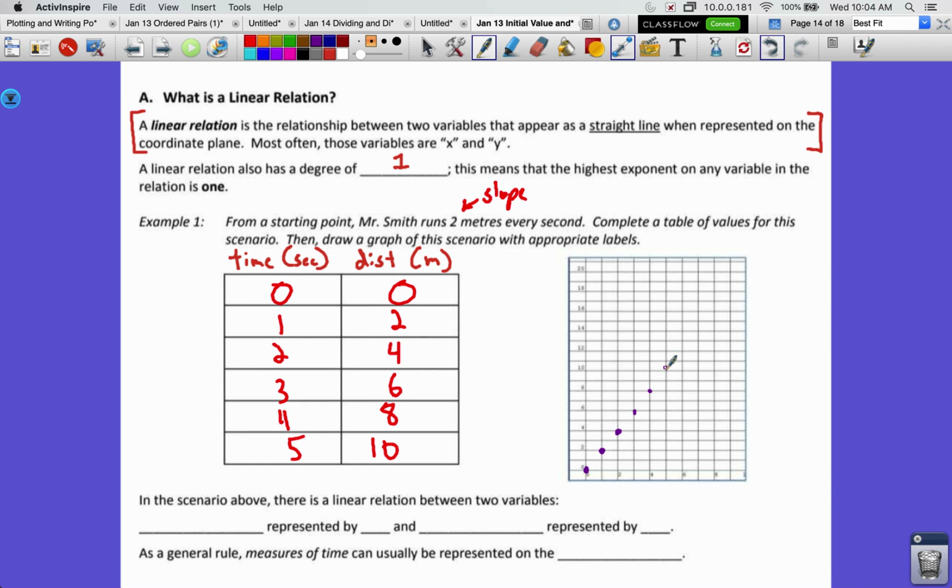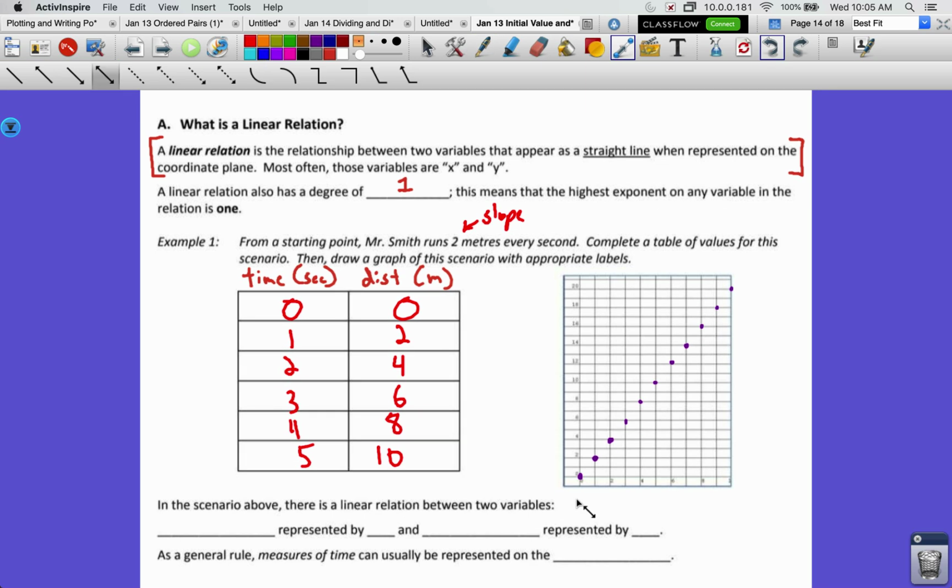As you go, you might realize you can get from one point to the next by just moving over 1 and up 2 from the previous point. That's because the slope is 2. All right, and this would be totally appropriate to connect these with a line because he does pass through all those intermediate points as he's running.